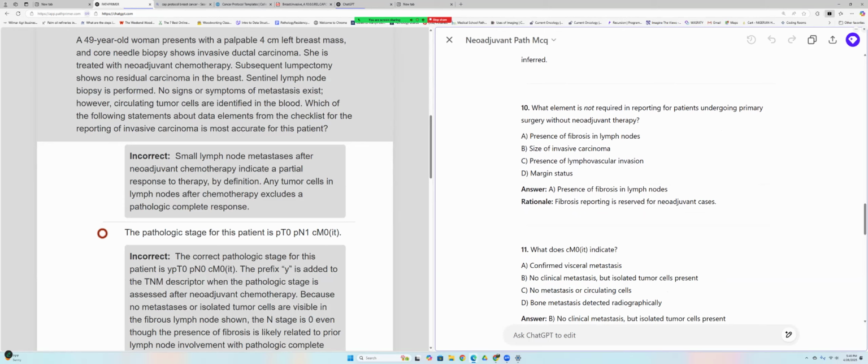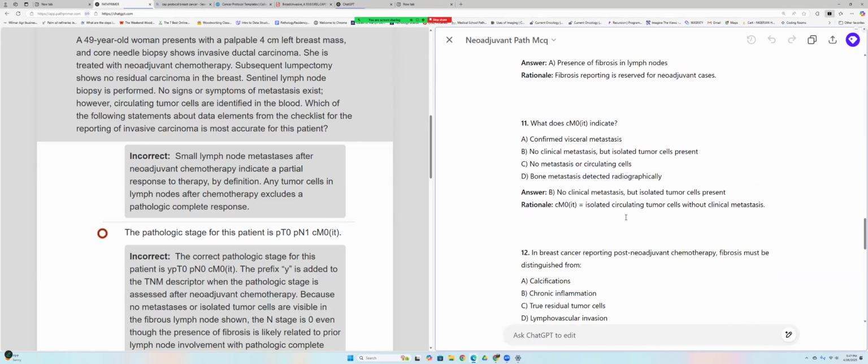Let's move on. What element is not required in reporting for patients undergoing primary surgery without neoadjuvant therapy? Fibrosis. Fibrosis is only used for patients who are undergoing neoadjuvant therapy, right? So we don't use that for people who are not undergoing it. Even with adjuvant therapy, you don't report fibrosis. It's only for patients who have neoadjuvant therapy.